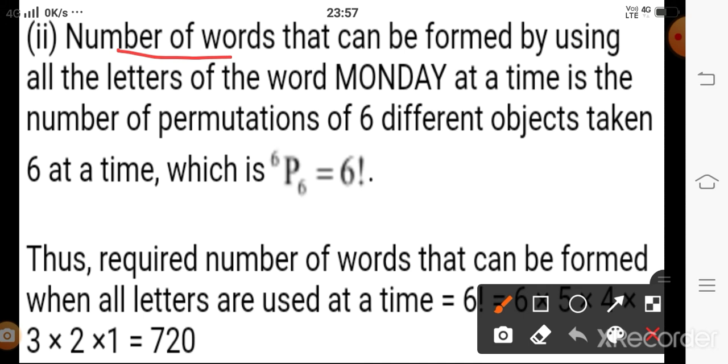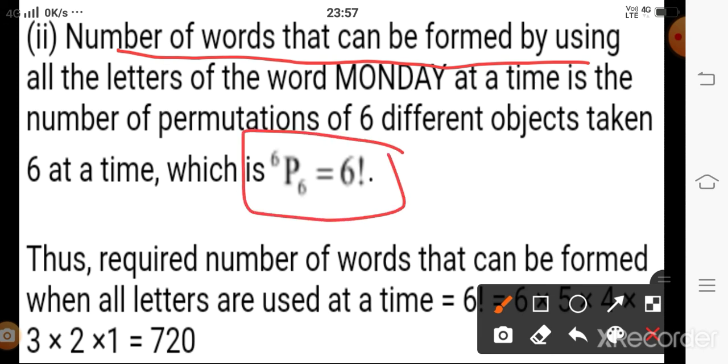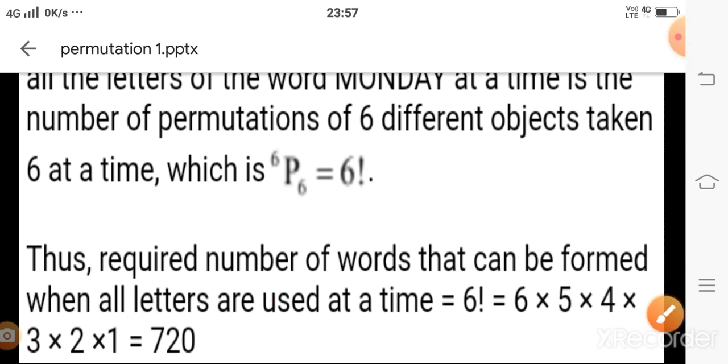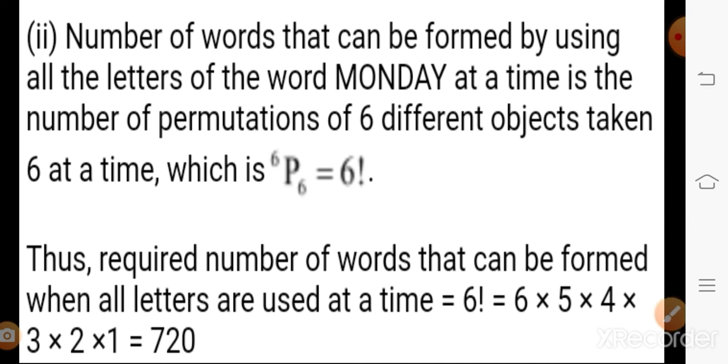Here we have the number of words that can be formed by using all the letters of the word MONDAY at a time. If we have to use all the letters, means all 6 letters, then 6P6. If you solve this, you get 6 factorial. 6 factorial is 6 into 5 into 4 into 3 into 2 into 1, and the product is 720. Means the required number of words that can be formed when all the letters are used at a time is 720 words.